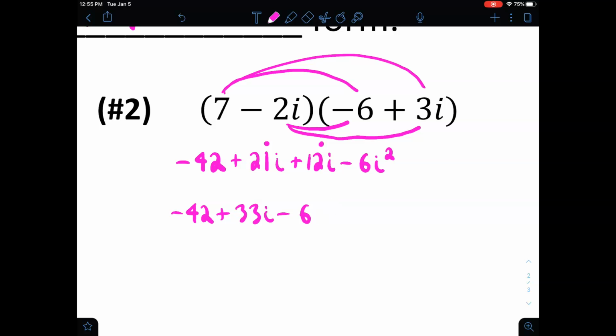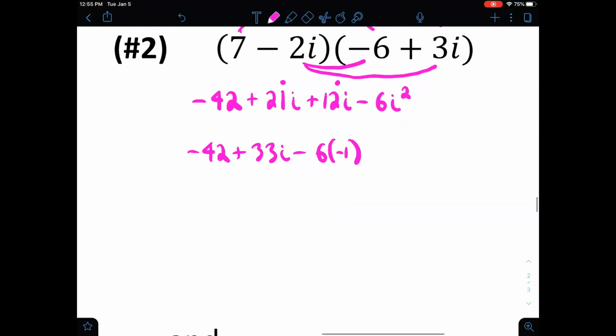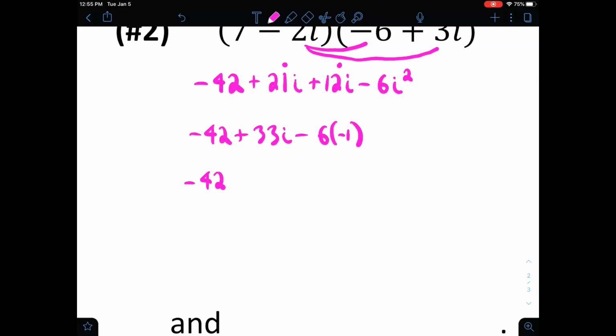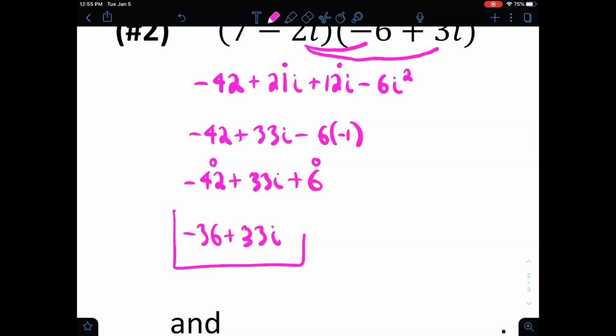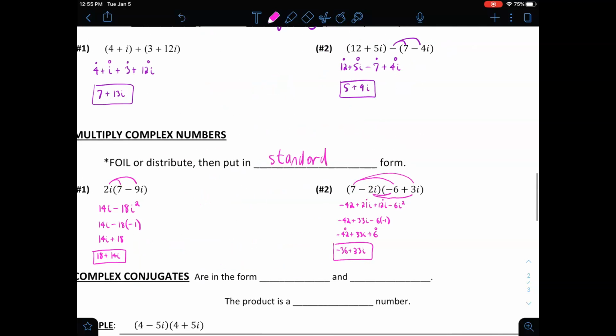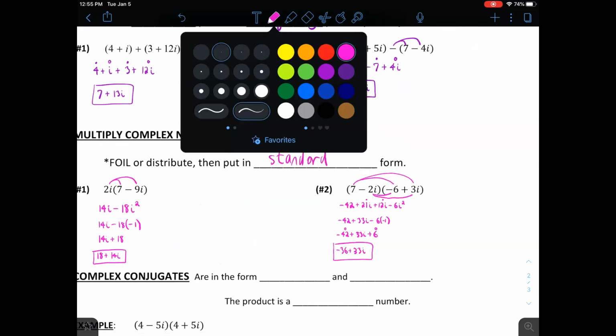Well, let's actually change that. Let's write i squared is negative 1. Let's just change this to negative 1. So we got negative 42 plus 33i. And then negative 6 times negative 1 is positive 6. Now I can rewrite this. I can add the like terms now. We have the real numbers here. It's going to be negative 36 plus 33i. And there's your answer.